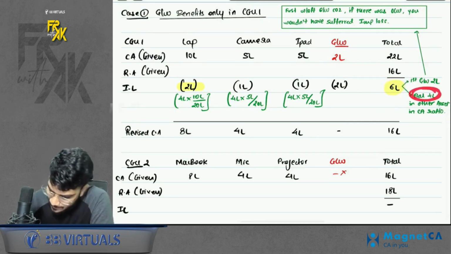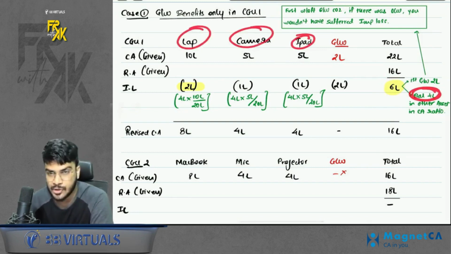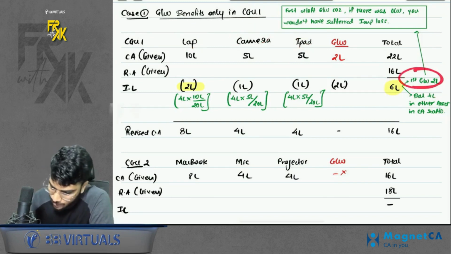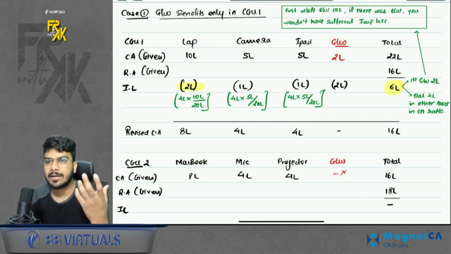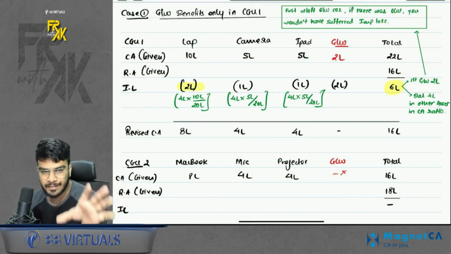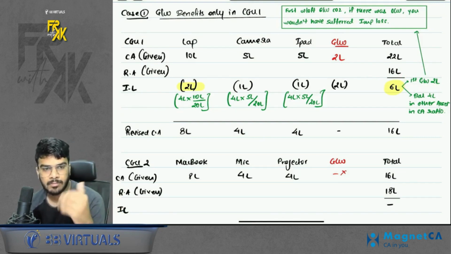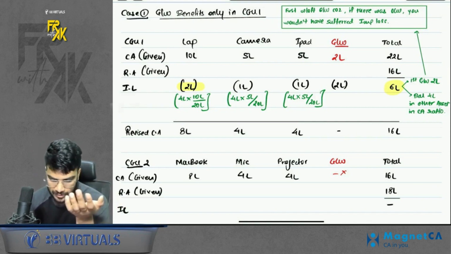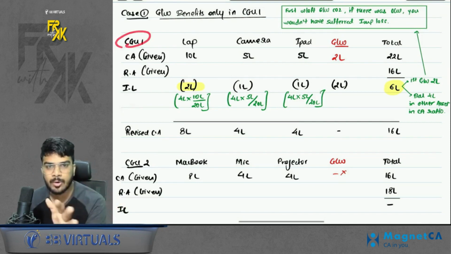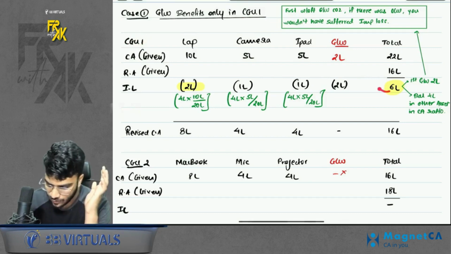And then the balance impairment loss will be allocated to other assets in the ratio of carrying amount. Now, first, why do we write off against goodwill? The reason I told you was because what does goodwill mean? Goodwill means that you will generate abnormal profits, extra profits. So if your CGU is getting impaired, that means there is no more goodwill left in your market, right? So first write off the goodwill.